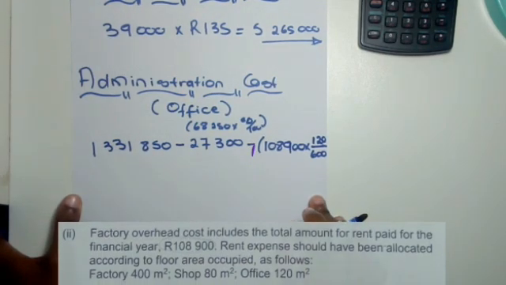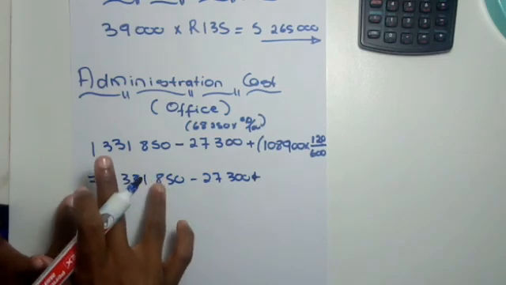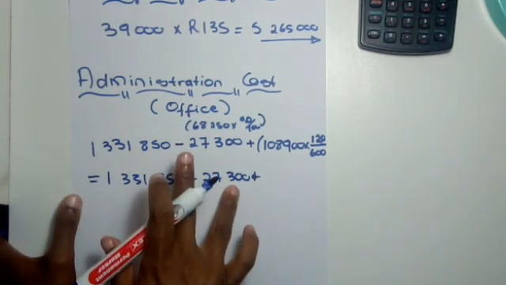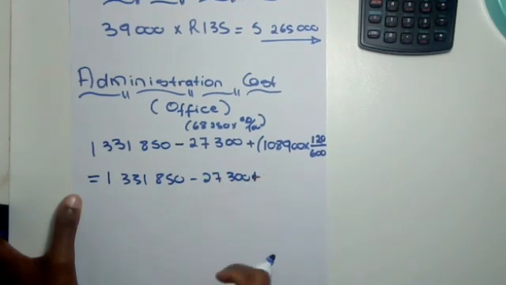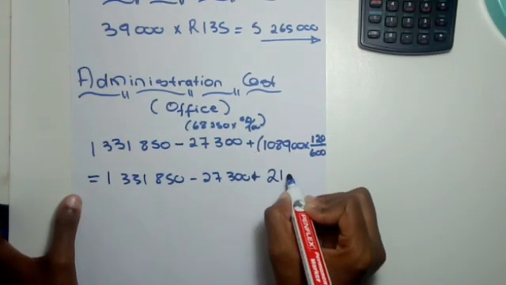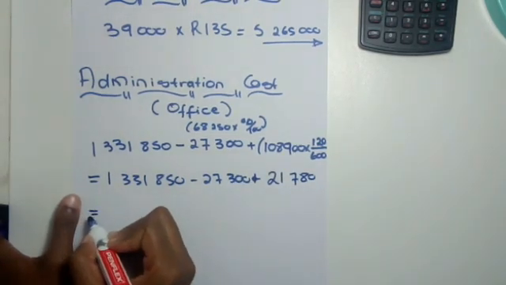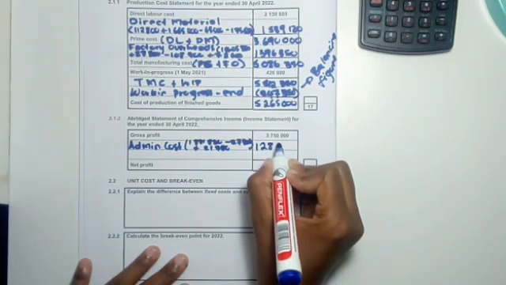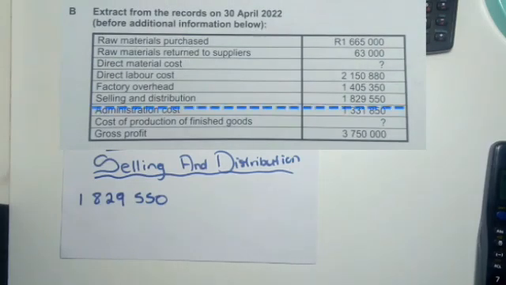And then working it out, again, we have the amount that we started with in information B, subtracted the amount that was not supposed to be in our insurance as it belonged to factory overheads, and now we are going to add our rent by punching all of this in the calculator, and it gives us a total of 21,780, and our total for administration cost is 128,330.